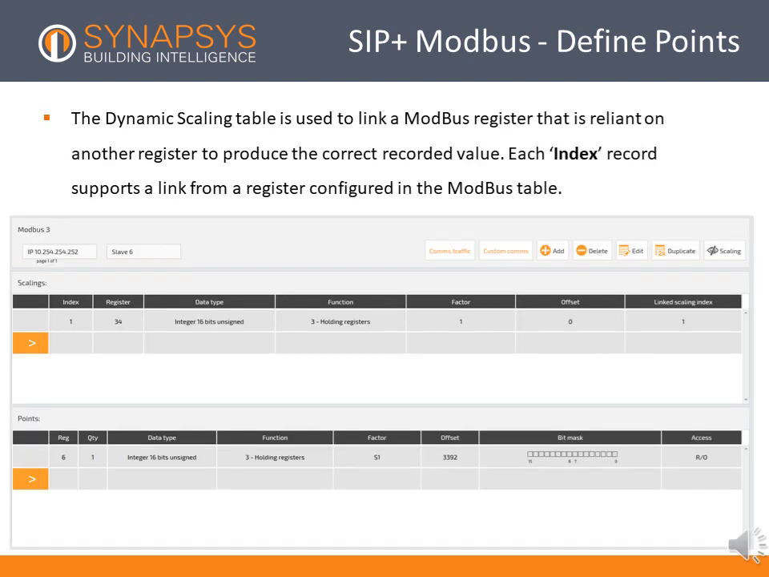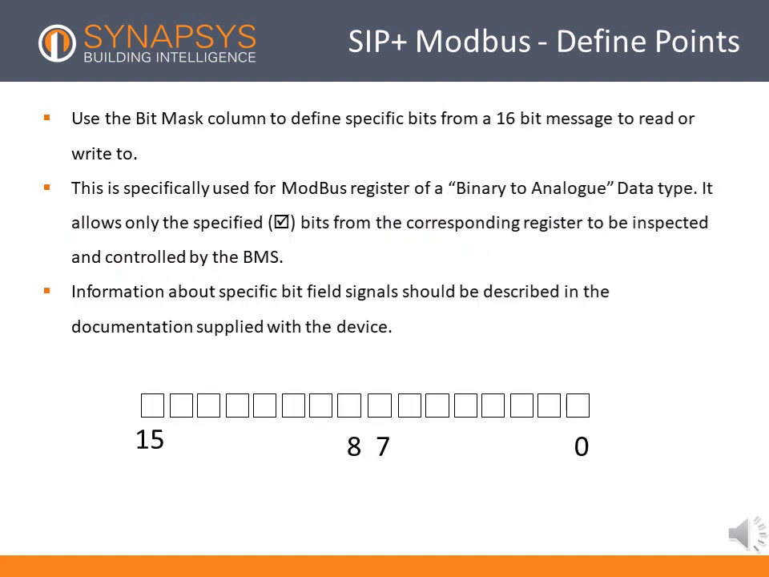Dynamic scaling can be used when it is required that a value read by the SIP plus will need to be scaled by a second value in another register in that meter. The bit mask allows specific bits from a digital 16-bit register to be defined independently.